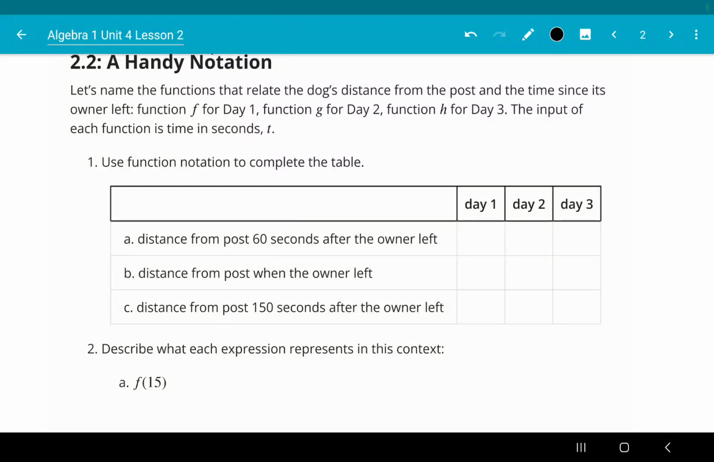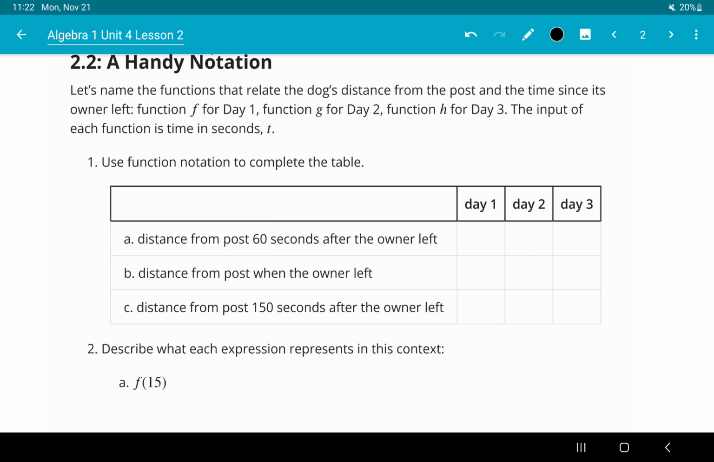Let's name the functions that relate the dog's distance from the post and the time since its owner left. Function f for day 1, function g for day 2, function h for day 3. The input of each function is time in seconds t. Use function notation to complete the table. Part A, distance from post, 60 seconds after the owner left.